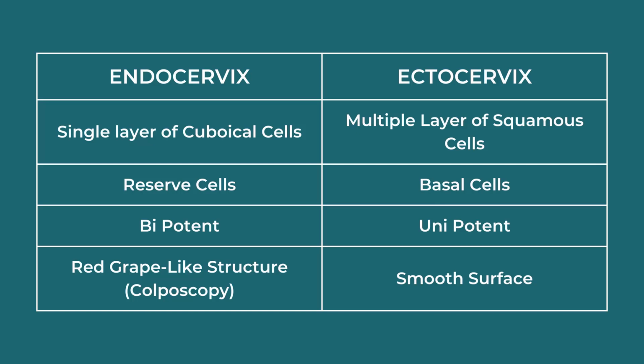Now, the endocervical canal under magnification will appear like grape-like structures because its surface is irregular, bumpy. Again, unlike that of the ectocervix, which should appear smooth.